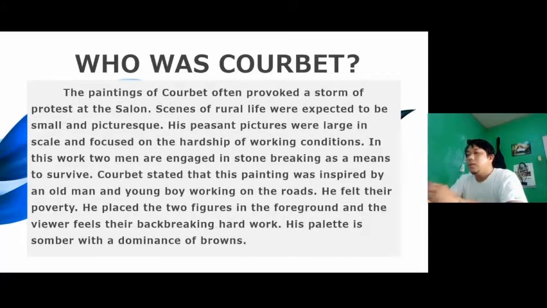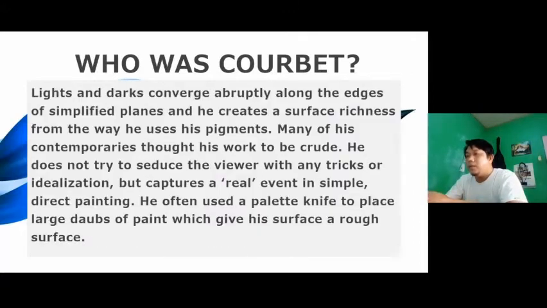So, ito yung painting na ginawa ni Courbet is dominant yung browns, and then kapag sinabi natin sober, something like makapal or kaya madilim, diba? So, lights and darks converge absurdly along the edges of simplified planes, and he creates surface richness from the way he uses his pigments.